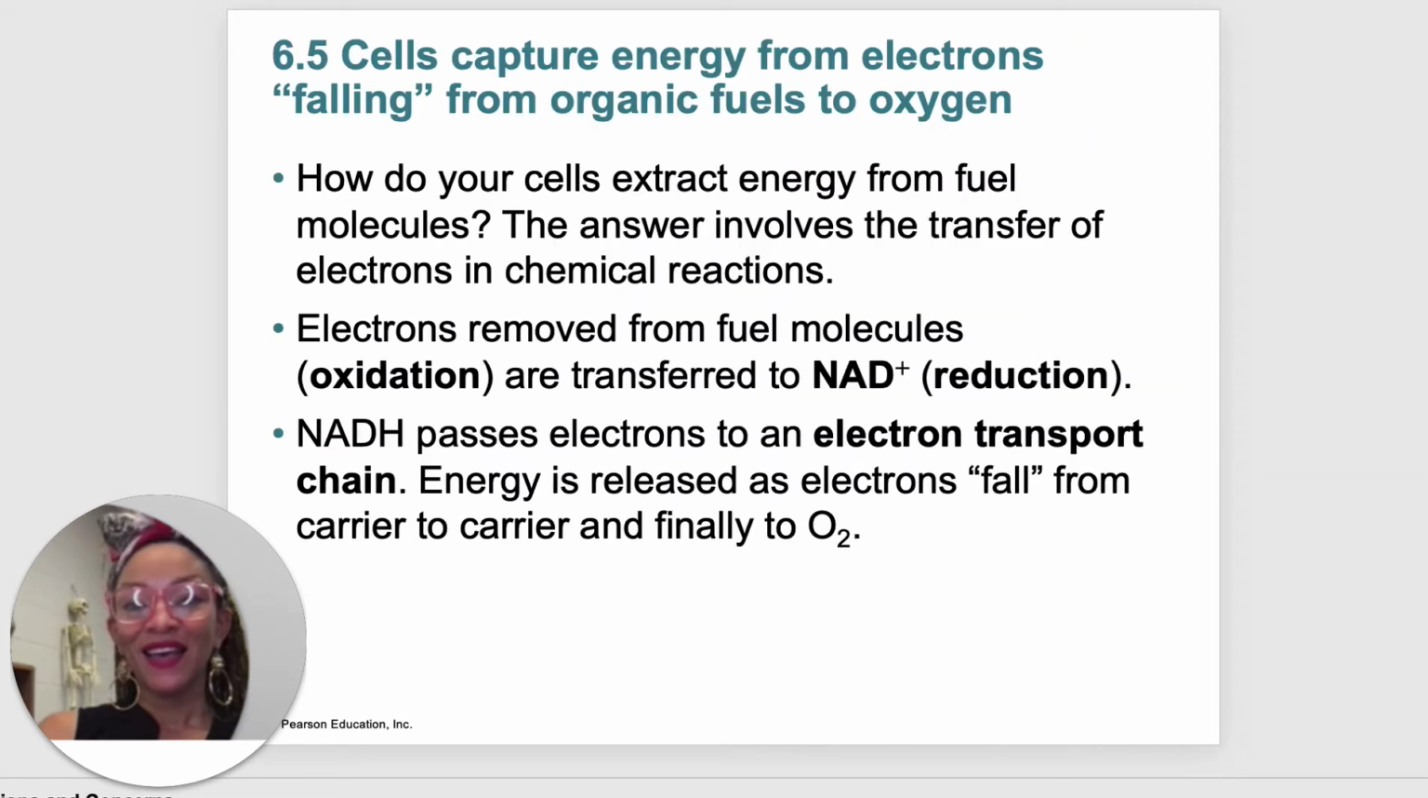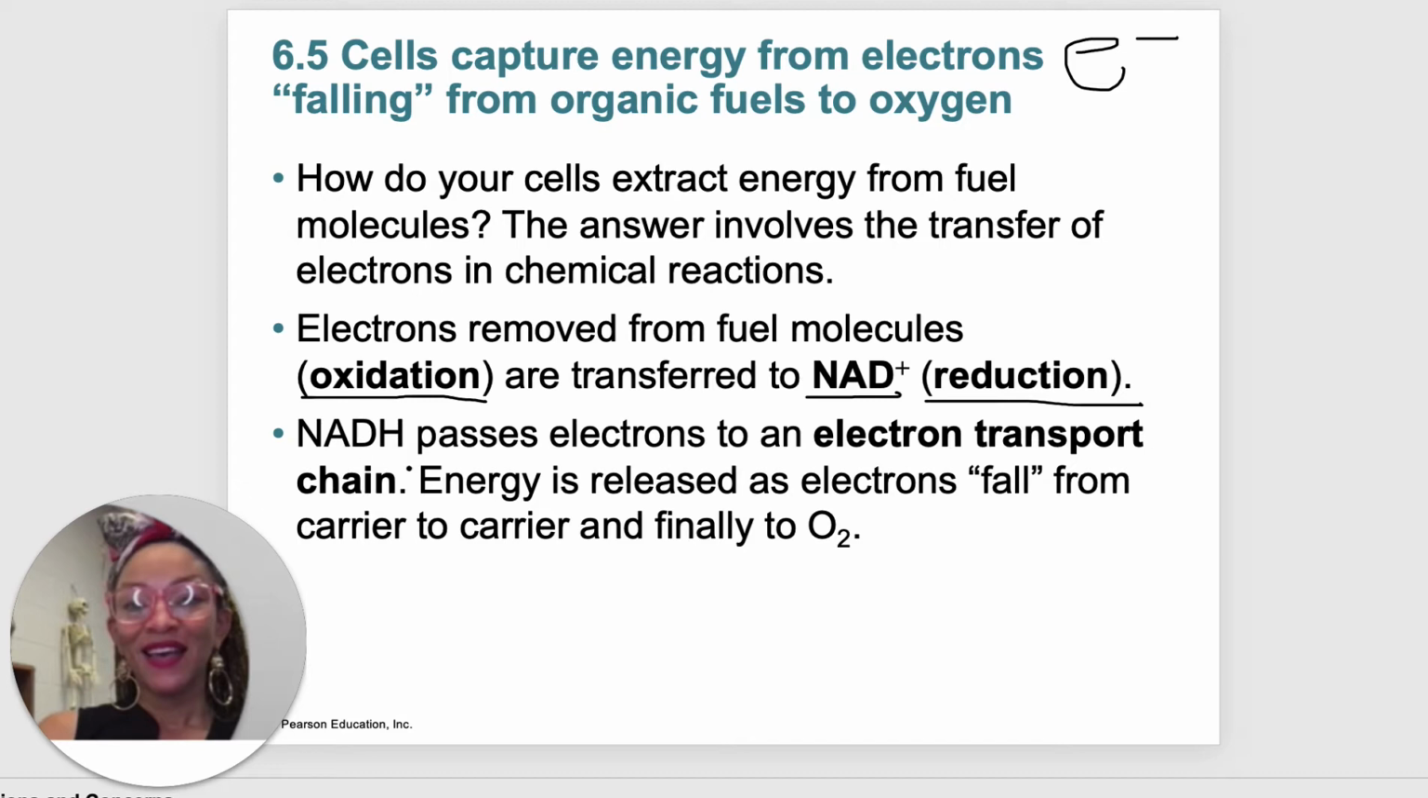Okay, so cells capture energy from electrons. Remember electrons? Those subatomic particles that we have in our atoms, those negatively charged electrons falling from organic fuels to oxygen. Electrons are removed from fuel sources or molecules, that is called oxidation, and then are transferred to NAD+, which is reduction. NAD+ is an electron carrier, and so it helps to transport electrons between other molecules.